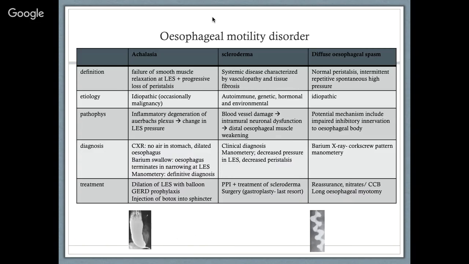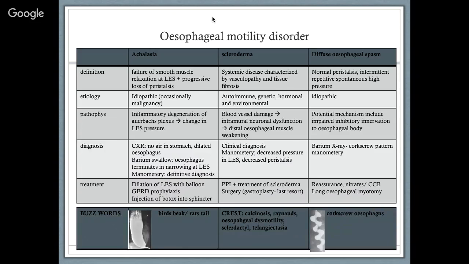So here are the buzzwords. The buzzwords for achalasia, if you see bird's beak or rat's tail, you can almost pick achalasia without reading the rest of the question, but I still advise you to read the rest of the question. CREST is calcinosis, Raynaud's, esophageal dysmotility, sclerodactyly, and telangiectasia. And diffuse esophageal spasm has that corkscrew esophagus. So those are the buzzwords to look for on a multiple choice question.